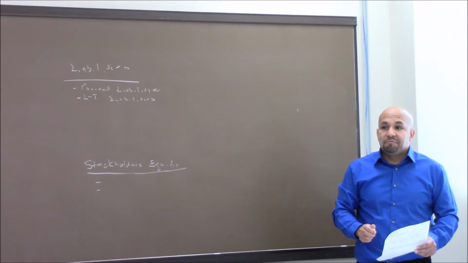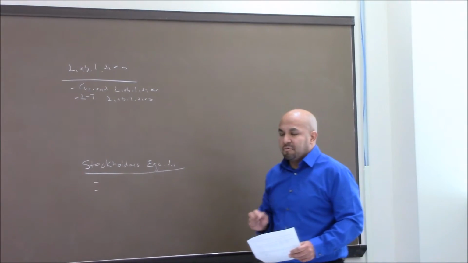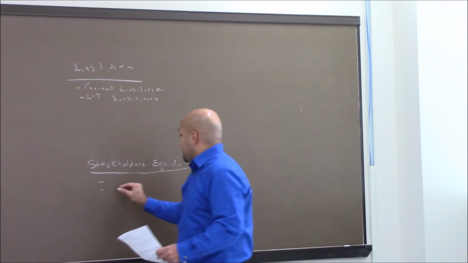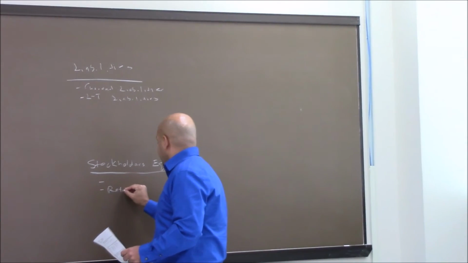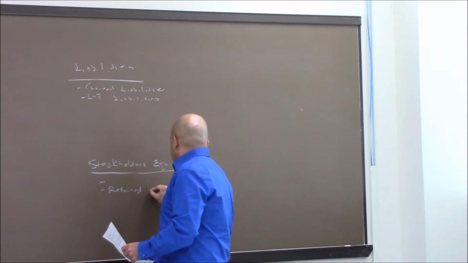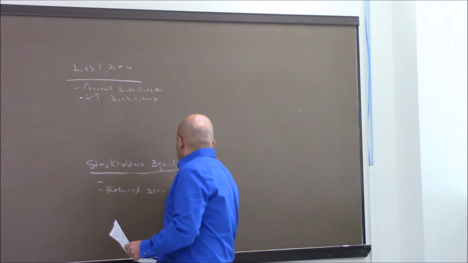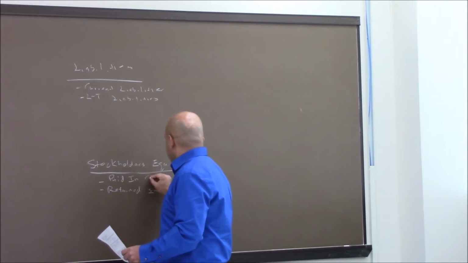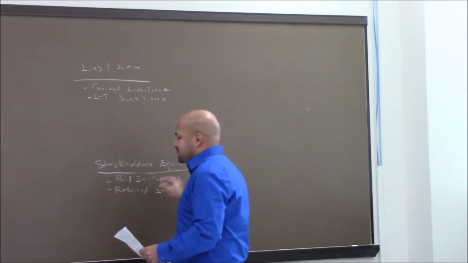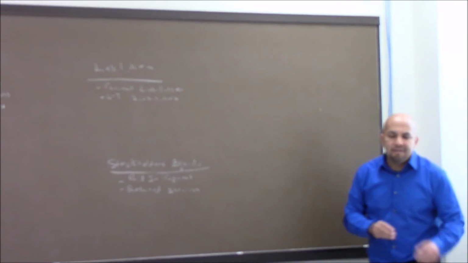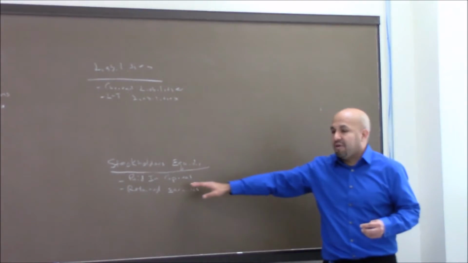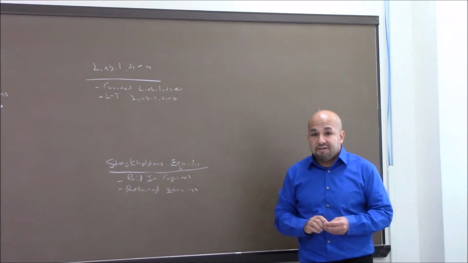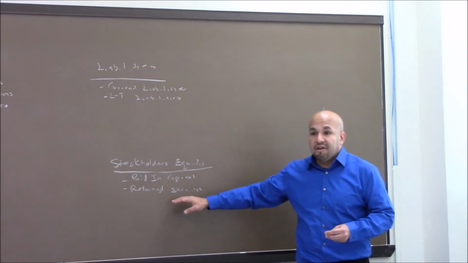Stockholders' equity, the basic components included in stockholders' equity would be what? Retained earnings. Retained earnings is one of them. Paid-in capital is the other one. So at the minimum, the legal requirement for a corporation is that you have to disclose the paid-in capital. That's whatever the owners put in, their invested capital, separate from the retained earnings.